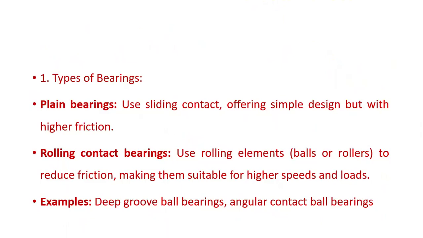It is controlled by a series of rollers or balls which is kept inside the inner race of the bearing housing assembly. So in return, it will reduce the friction, making them more suitable for high-speed operations and dead loads. The examples of rolling contact bearing given here are deep groove ball bearing and angular contact ball bearing.